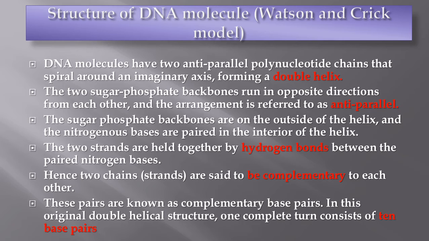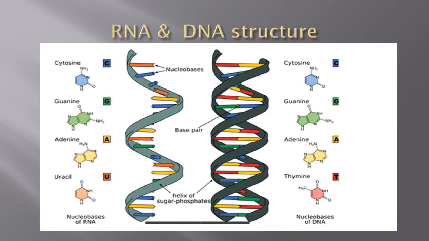The DNA molecule is a double helix made up of two anti-parallel polynucleotide chains. These chains run in opposite directions, they are anti-parallel, and they are complementary because the nitrogen bases are paired in the interior of the helix and bound by hydrogen bonds. So these two strands are said to be complementary. The same thing is given here in this diagram.